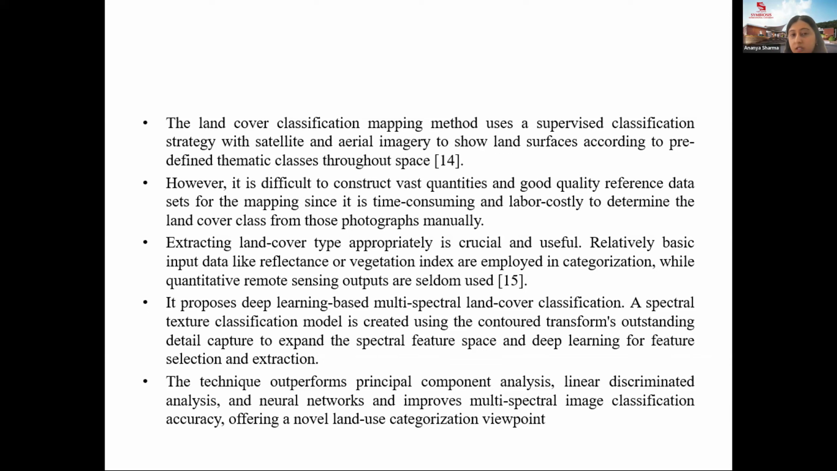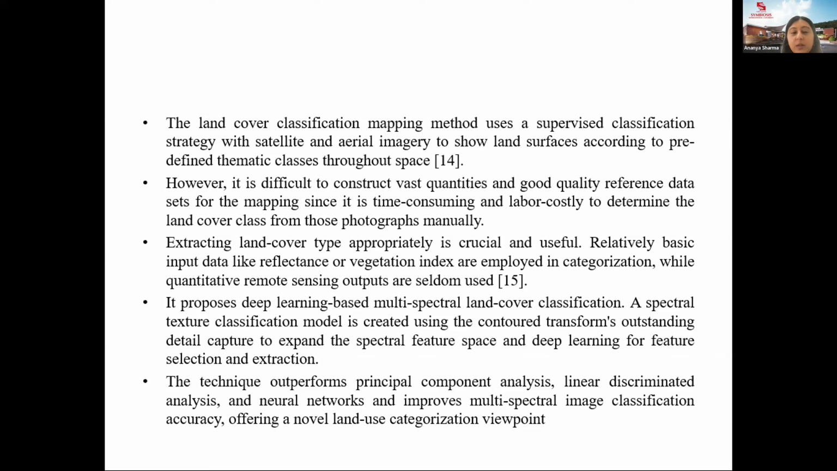However, it's obvious that it's difficult to construct vast quantities of good quality reference data sets for mapping, since it's both time consuming and labor costly to determine the land cover class from these photographs manually. And this is one of the limitations of my paper as well. So extracting land cover type appropriately is crucial and useful.